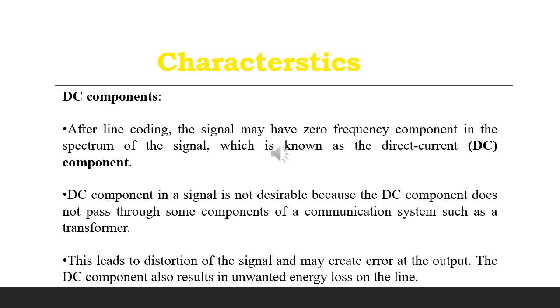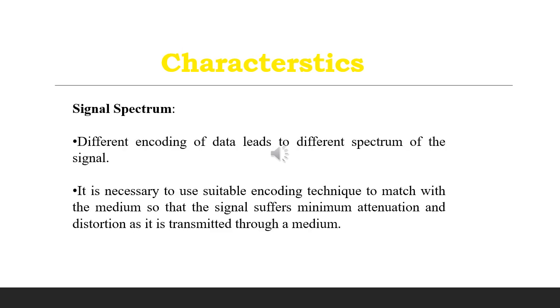Talking about DC components, after line encoding, the signal may have zero frequency component in the spectrum of the signal, which is known as the direct current component. DC component in a signal is not desirable because the DC component does not pass through some components of a communication system such as a transformer. This leads to distortion of the signal and may create error at the output. The DC component also results in unwanted energy loss on the line.